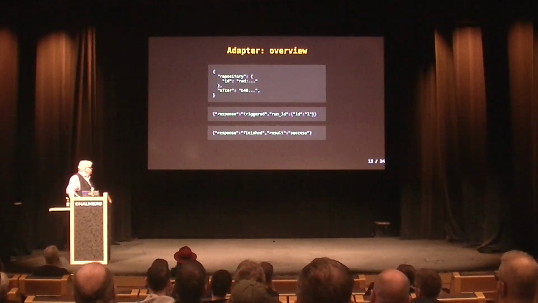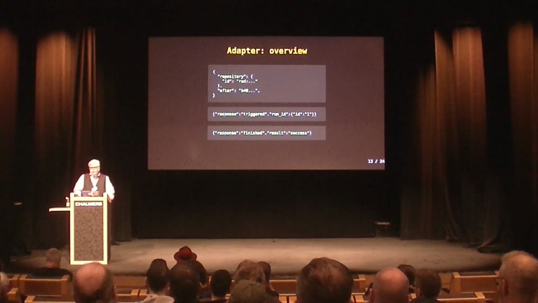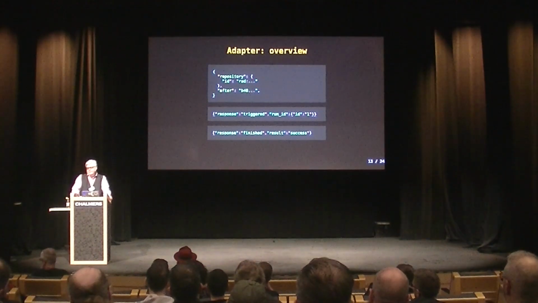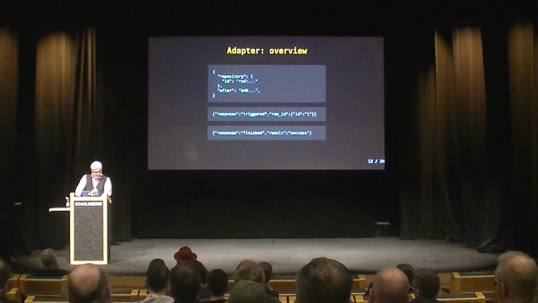This is an example of the inputs and outputs. They're supposed to be all on one line, but the slide is too narrow to fit the first one on one line. But it's very simple JSON, and as long as it uses these messages, the adapter can do whatever it wants.